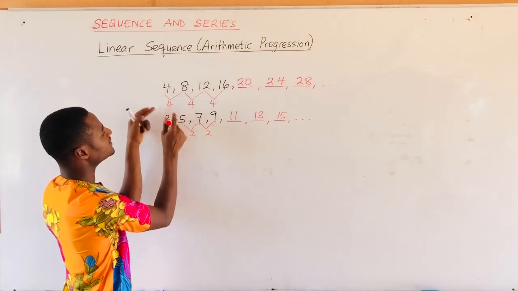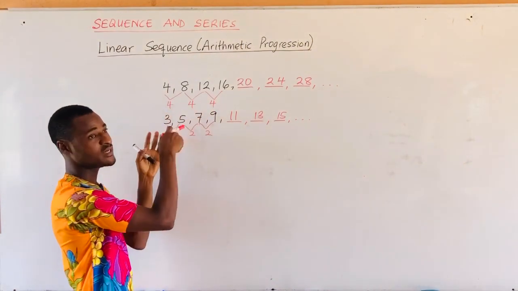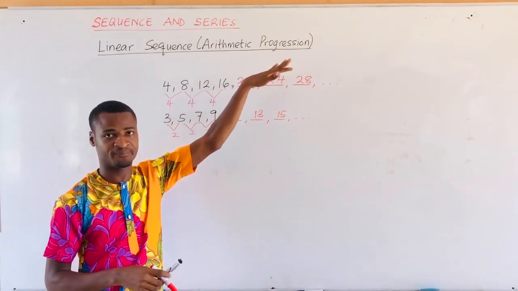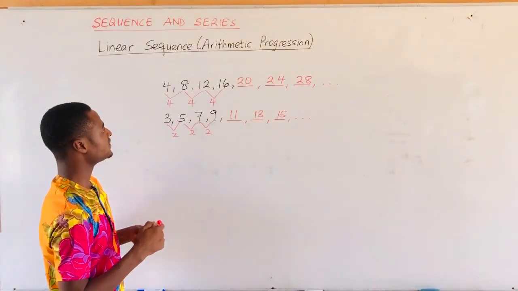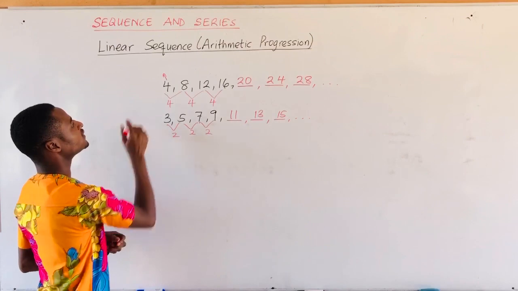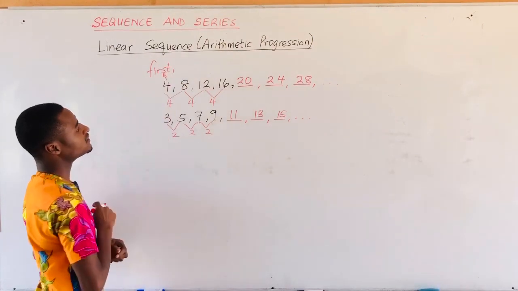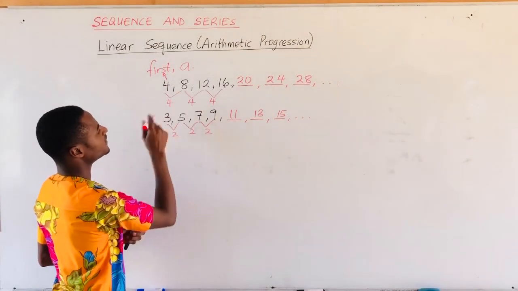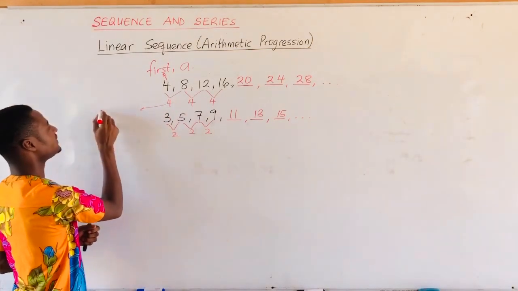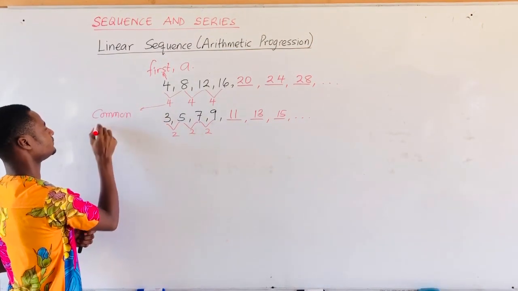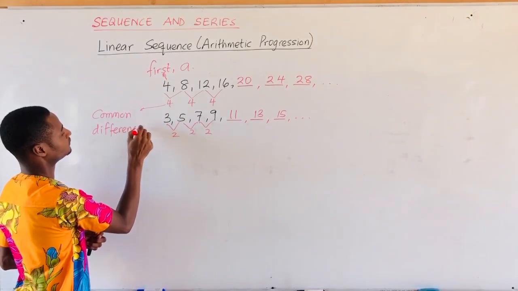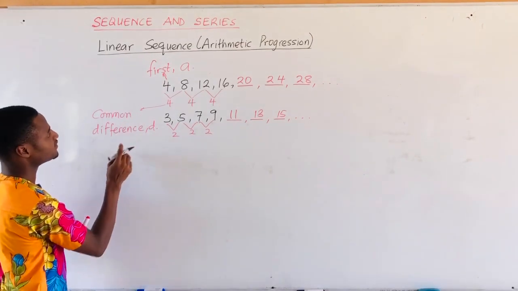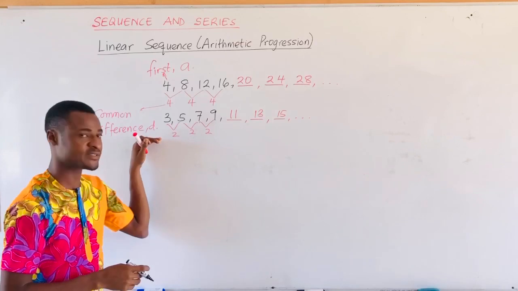Now any sequence that has a common difference between consecutive terms is what we call a linear sequence or an arithmetic progression. Now in any linear sequence, the first element is called the first term and is conventionally represented by A. And a common difference between them is also represented by D. So we have first term of a linear sequence as A, and a common difference is represented by D.